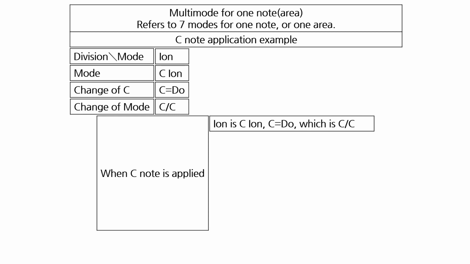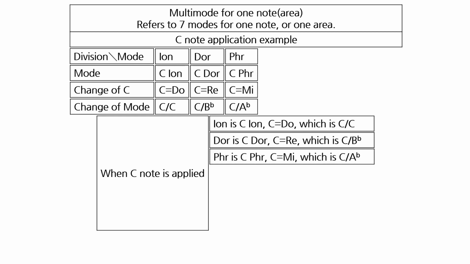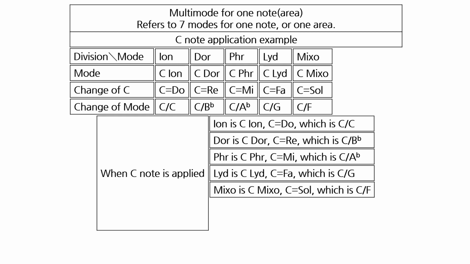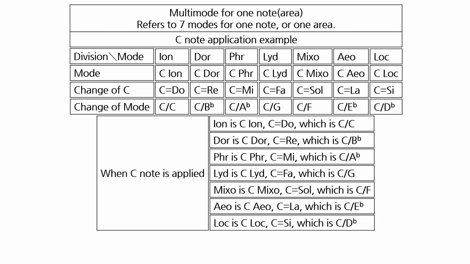In C Ionian, C is Do, which is C/C. In C Dorian, C is Lay, which is C/B flat. In C Phrygian, C is Mi, which is C/A flat. In C Lydian, C is Pa, which is C/G. In C Mixolydian, C is Sol, which is C/F. In C Aeolian, C is La, which is C/E flat. C Locrian is C, which is C/D flat.